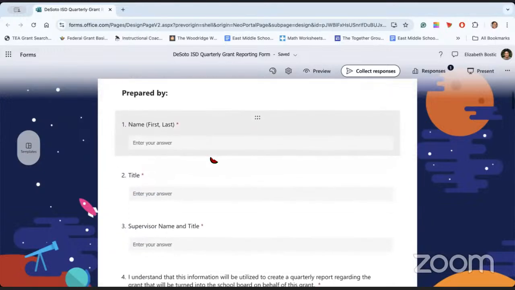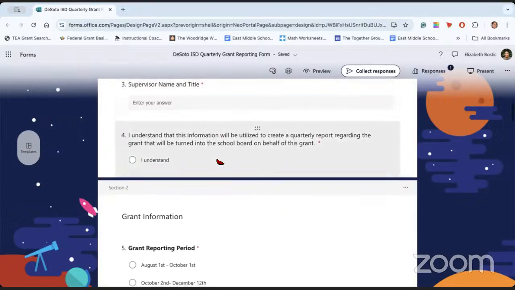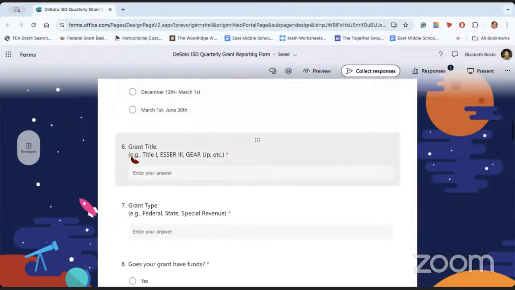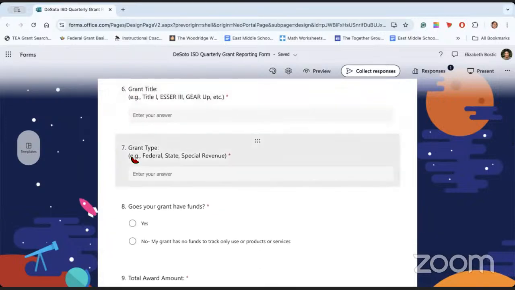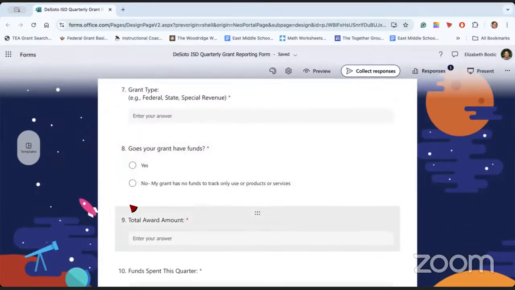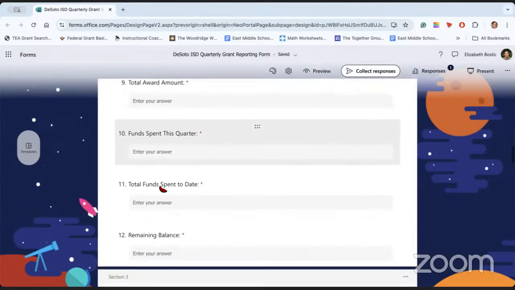First of all, you'll put in your name, your title, and whoever your supervisor is. Right now we're doing the grant reporting period, the name of your grant, and whether it's federal, state, or special revenue. Does your grant have funds? That's important. Every grant does not have funds. Some grants are based off of what you do, maybe a voucher or something to that effect. If the answer is no, then you won't have anything under total award amount.